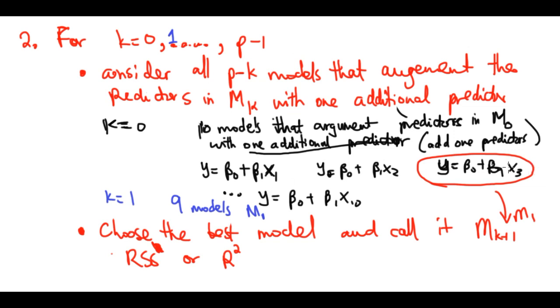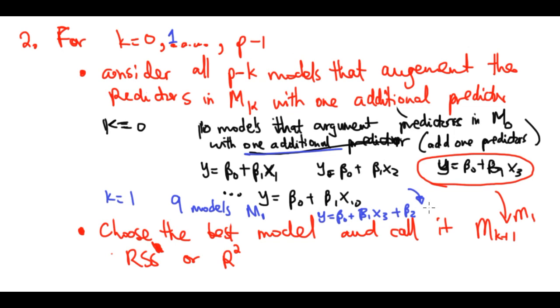Our X3 has already been taken. So for this second step, k equal to 1, this second run of our for loop, we are starting with y equals beta naught plus beta 1 x3. And then we add an additional predictor. We add x1, we create another model where we add x2, another model where we skip x3 because it's already there. We do x4, x5, x6, x7, x8, up to x10. Those are going to be 9 models.